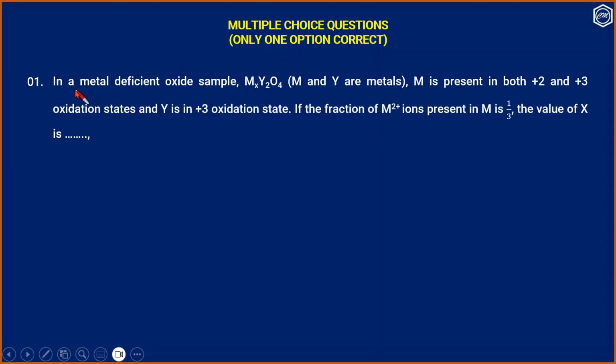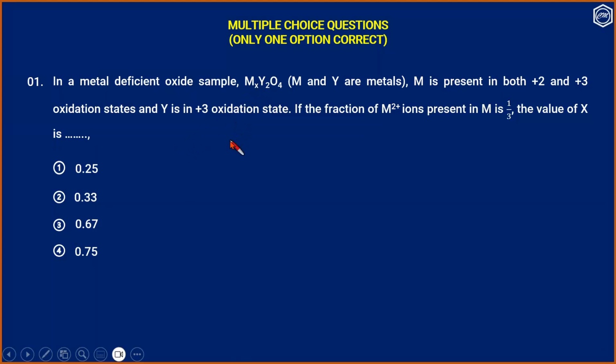Question 1. In a metal deficient oxide sample, MxY2O4, M and Y are metals. M is present in both the +2 and +3 oxidation states and Y is in the +3 oxidation state. If the fraction of M2+ ions present in M is 1/3, the value of X is: option 1 0.25, 0.33, 0.67 and 0.75.